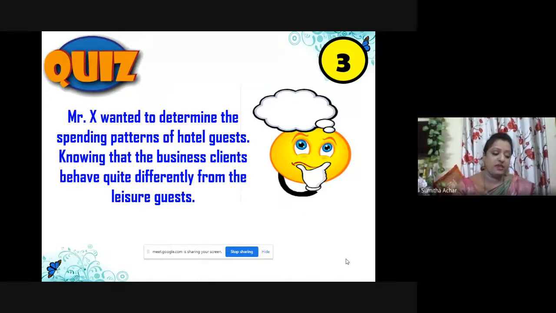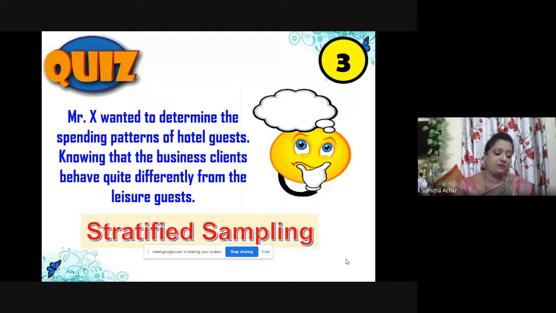Okay, Steffi ma'am and Rosa ma'am, you have told me a non-probability sampling method, but please understand this is the data of a hotel guest. Will the hotel not have a database of how many guests they have? So definitely it is not a non-probability sampling. Among the guests, the hotel is able to categorize the people as business clients and leisure guests, right? So among them, they are able to identify the spending pattern. So it's purely a stratified sampling method.